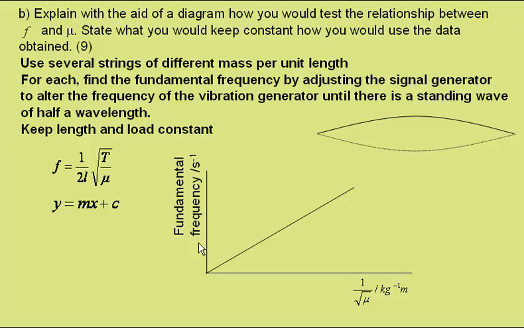So the fundamental frequency in seconds to the minus 1 against 1 over root mu in kilograms to the minus 1/2 meters to the half. And a straight line through the origin shows that our y value is directly proportional to our x value, so proving the relationship between F and mu.